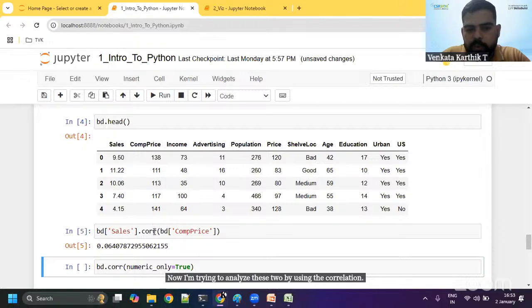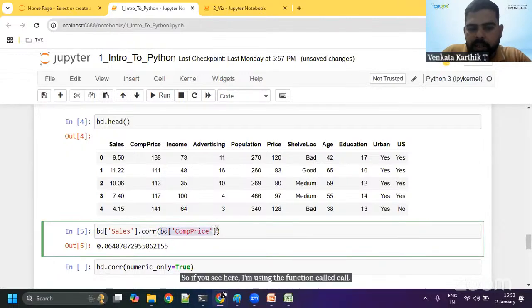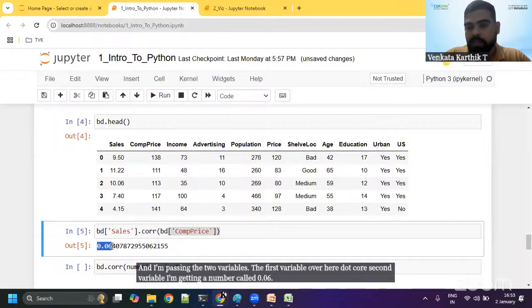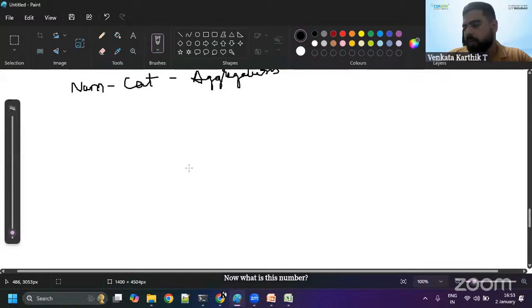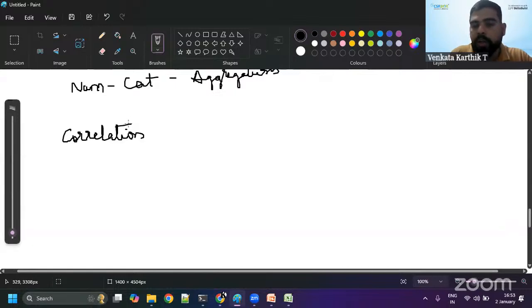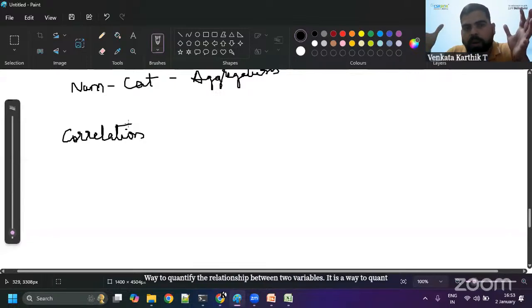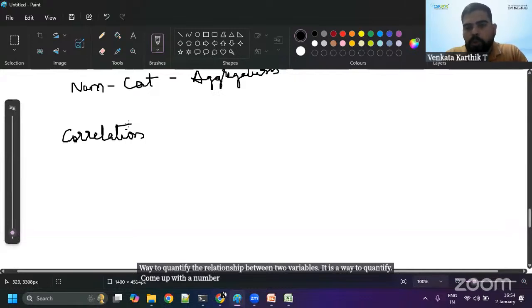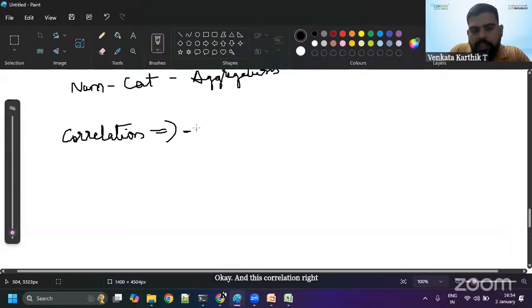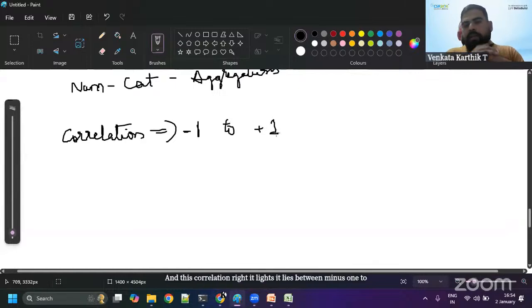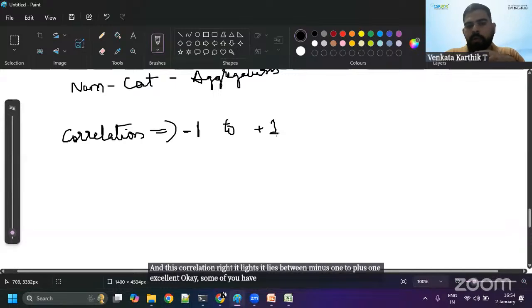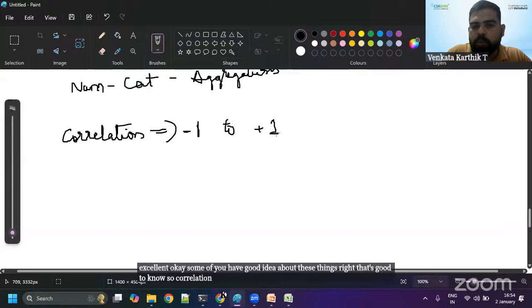So if you see here, I'm using the function called cor and passing the two variables: first variable, dot cor, second variable. I'm getting a number, 0.06. Now, what is this number? Correlation is a way to quantify the relationship between two variables. It comes up with a number which can tell how the two variables are related to each other. And this correlation lies between -1 and +1. Some of you have a good idea about these things, right? That's good to know.